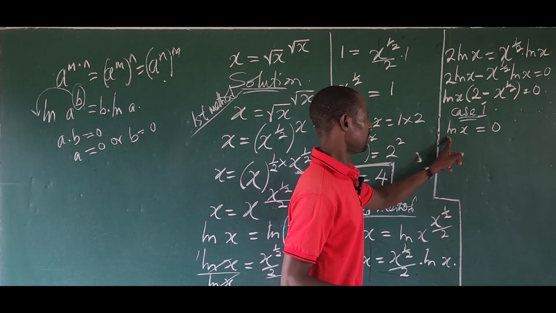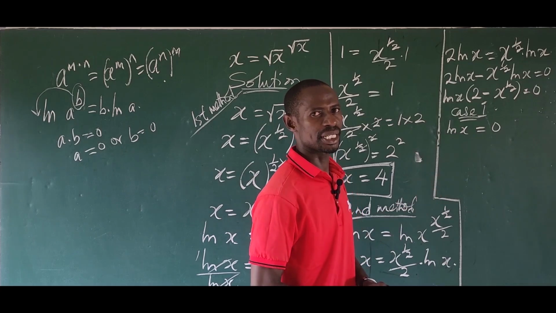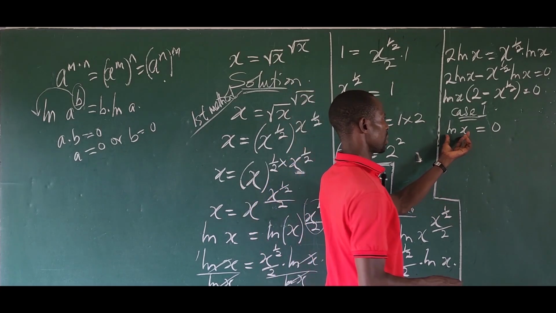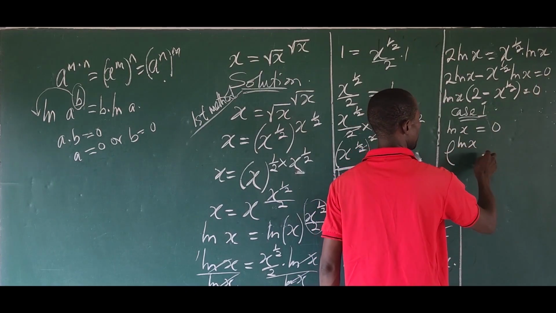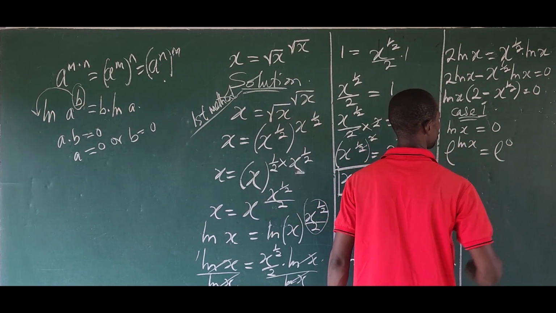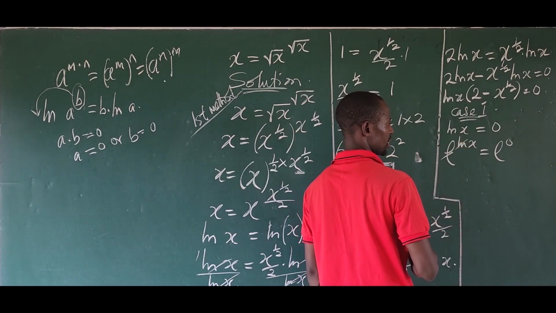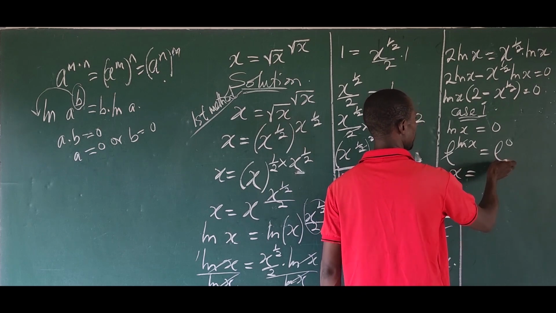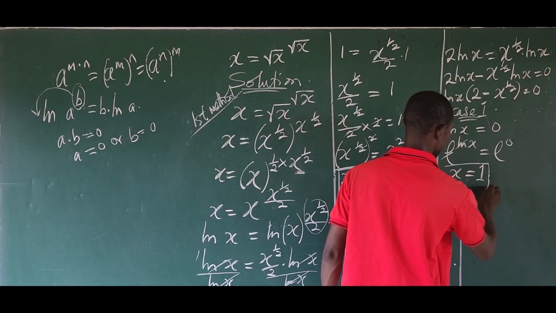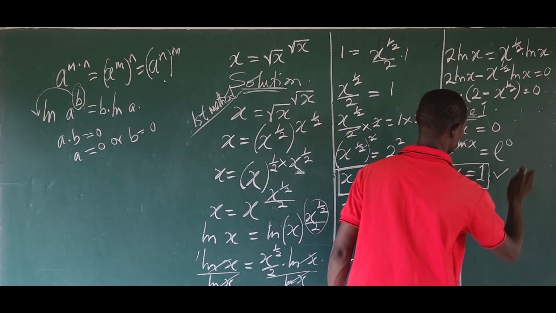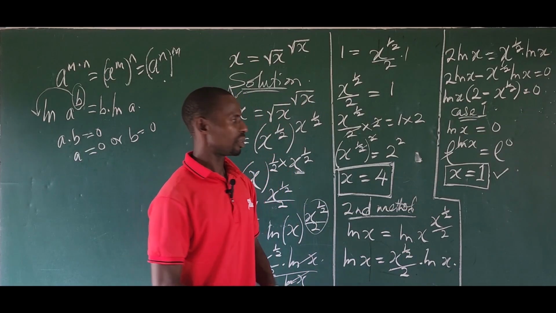Now we want to eliminate this ln base e. So we have to bring e into the system. So we're going to write e raised to this, write e raised to this. So we're going to have e raised to the ln of x equal to e raised to 0. Because this is ln base e, it will leave this system. Then we now have x is equal to e to the power of 0, which will give us 1.